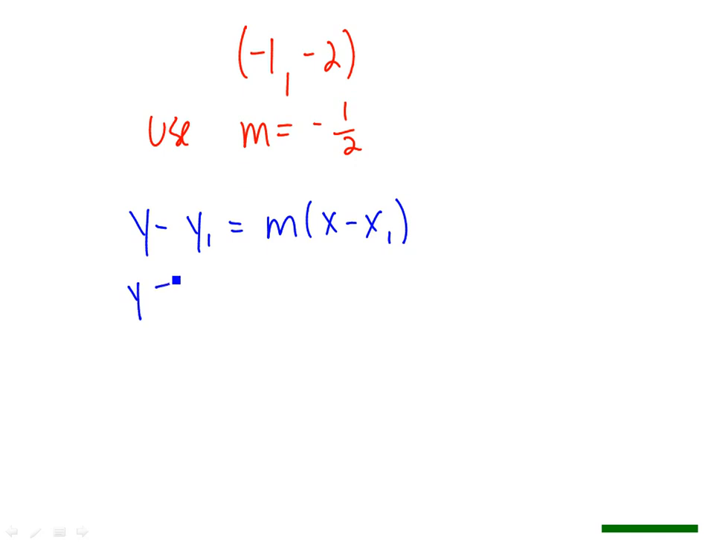So let's start by substituting our information. We know that this is x₁ here, and this is y₁. So let's replace our y₁ with -2. Place the m with -1/2. And x₁ with -1. So notice I placed parentheses around x₁ and y₁.